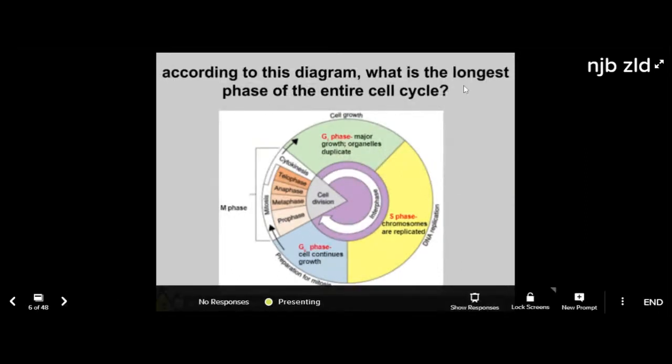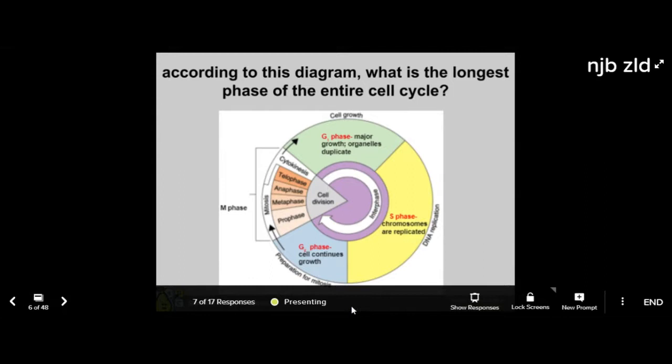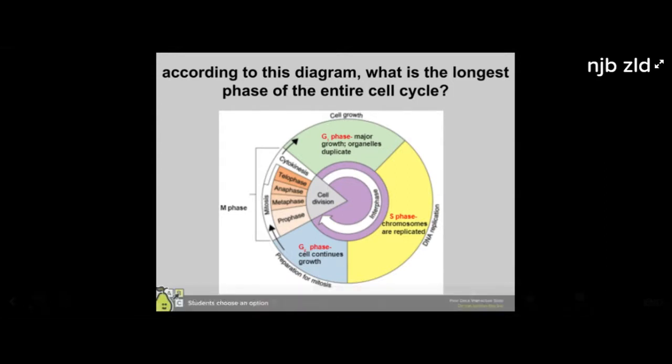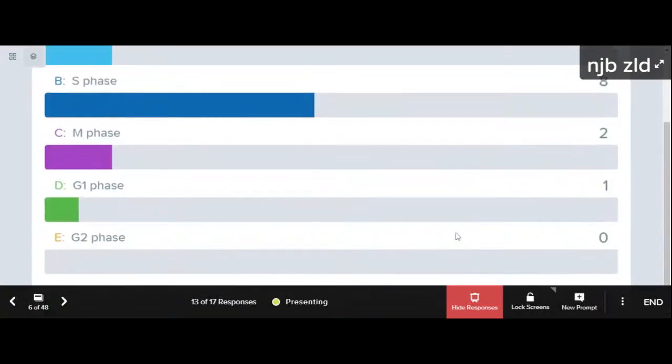So according to this diagram, what is the longest phase of the entire cell cycle? Come on, 17 of you are responding. There are 17 alive human beings, so one person is not in here. That's pretty good. Okay, thank you, guys. So let's take a look at the responses.